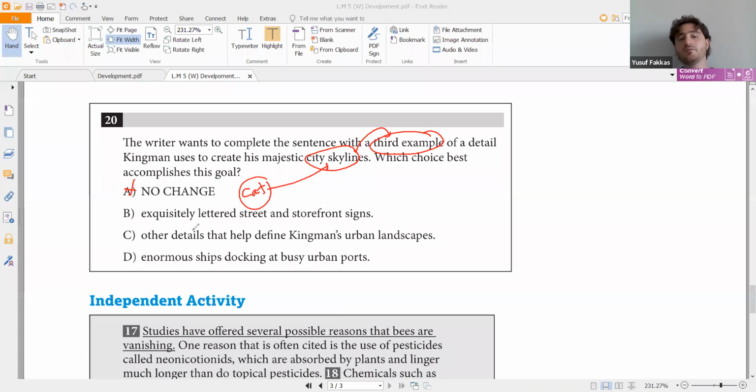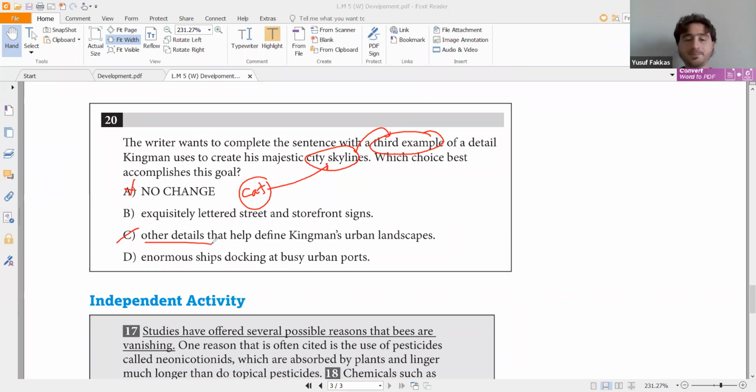let's see. First of all, if we're not sure about the right answer, we go the opposite way. Instead of choosing the right answer, we start eliminating the ones that we are sure are wrong, right? And that's why we first eliminate C. You cannot just say other details. That's very general. And remember, we need a third example, which means I need a specific example. Just saying other details that help define Kingman's urban landscapes, that's very general. I need a third example. I need something specific. So C doesn't work.